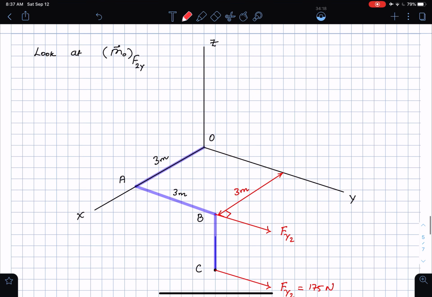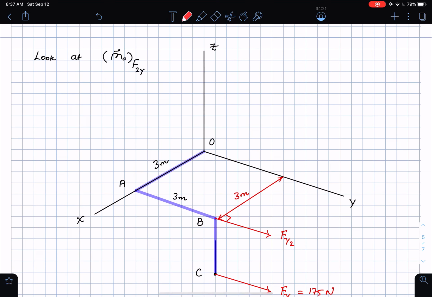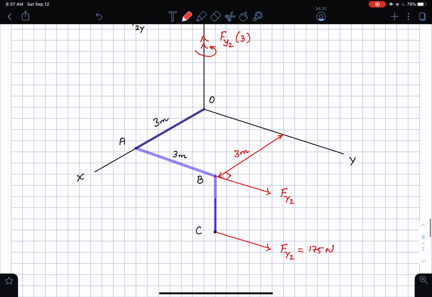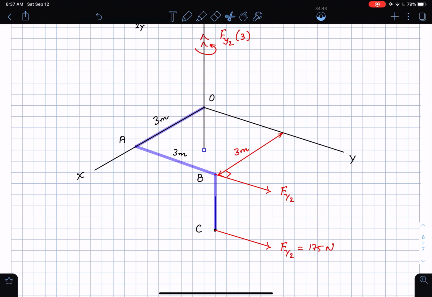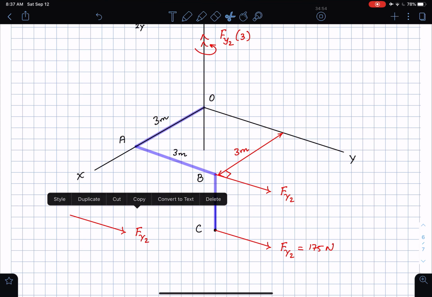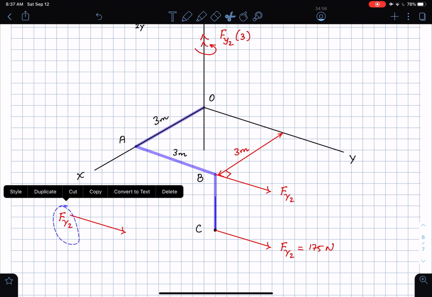Which means that this is going to cause a moment in the z direction using the right hand rule. So this is going to be Fy2 times a distance of 3 meters, in the positive z direction. But don't forget, this Fy2 is underneath the xy plane, which means that if I take this and extend it here, and draw this Fy2 there, it's going to be slightly convoluted, so maybe I can do some adjustments and see what happens. Okay, let's see how to do this.